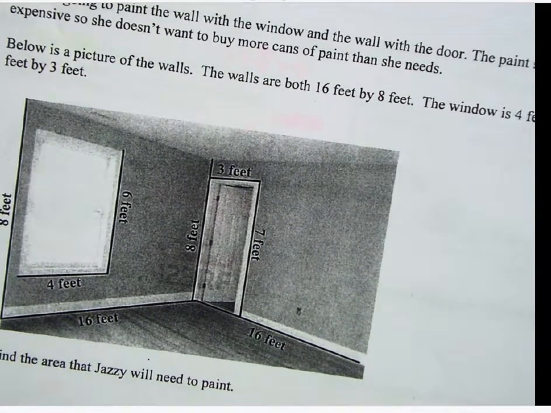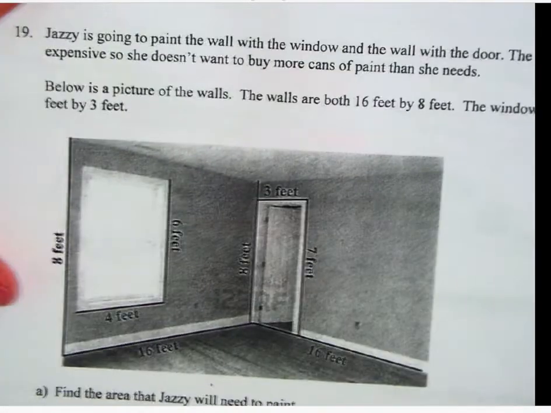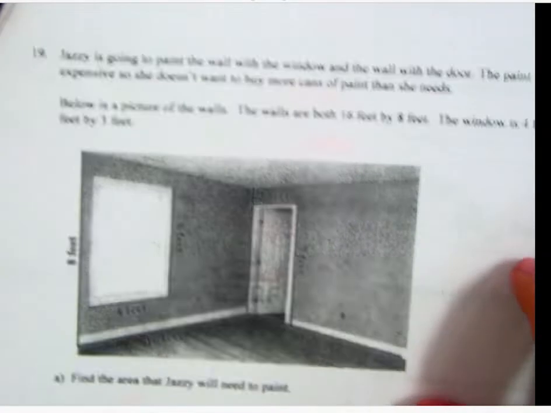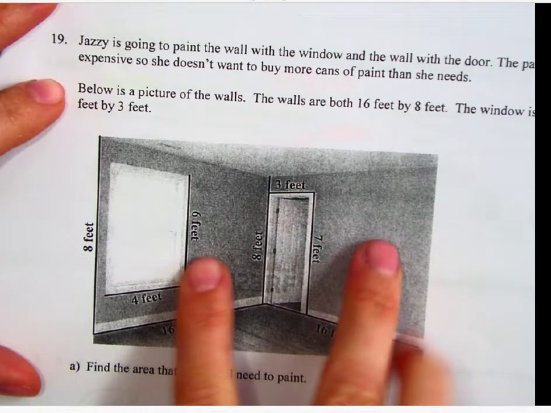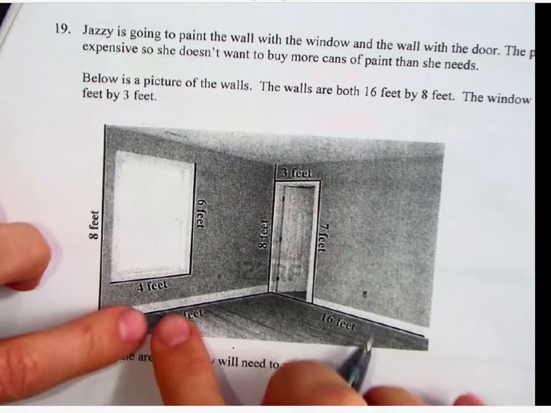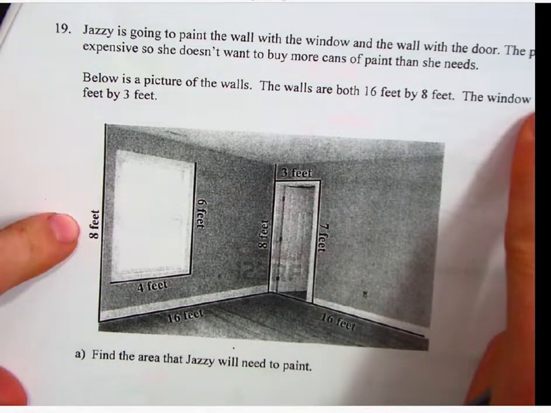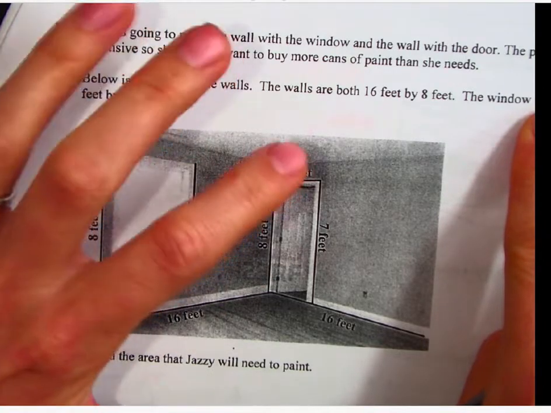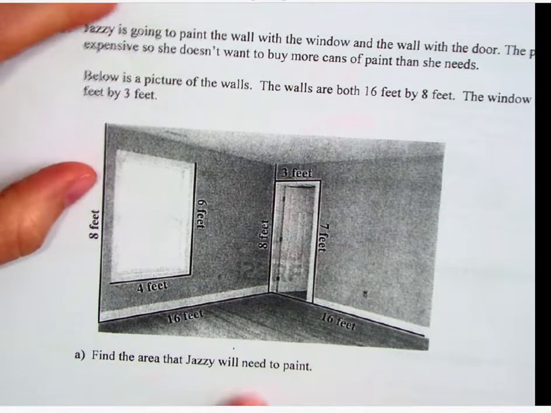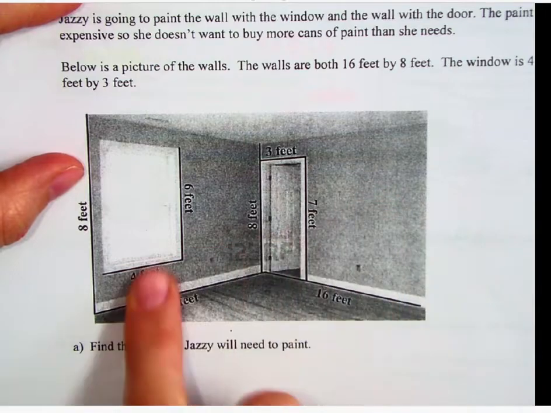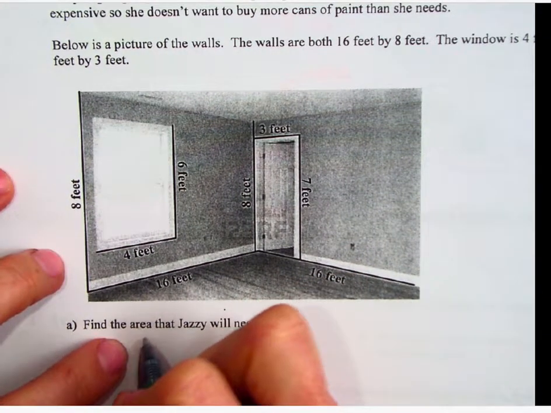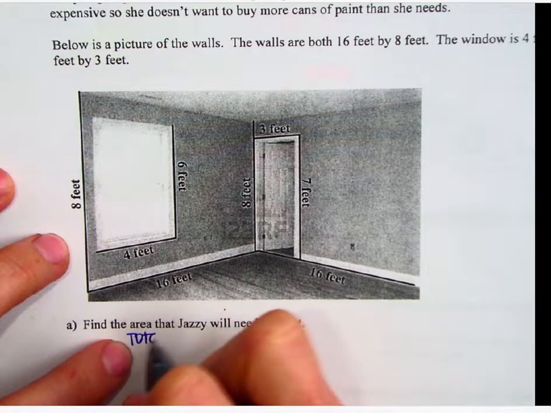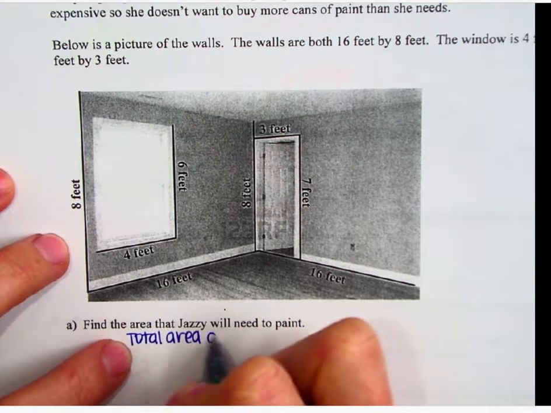For number 19, we have walls that are going to be painted. We want to paint 2 walls, it looks like. The walls are both 16 by 8, the window is 4 by 6, and the door is 7 by 3. We want to find the area that Jazzy wants to paint on the walls. So when we do this, we're going to figure out the total area of the walls, but there's 2 of them.